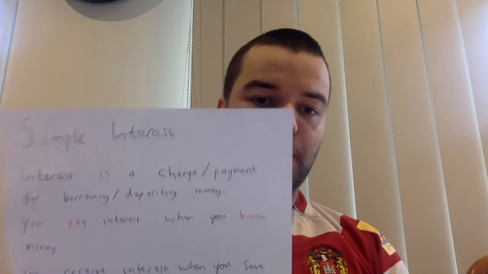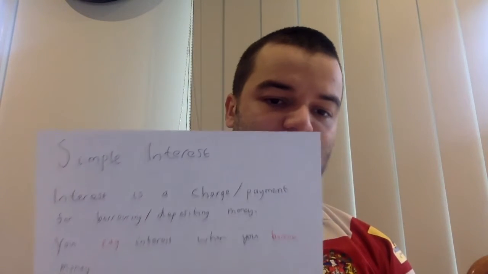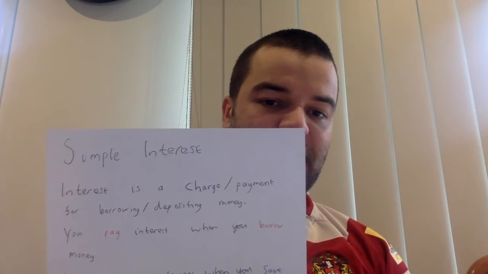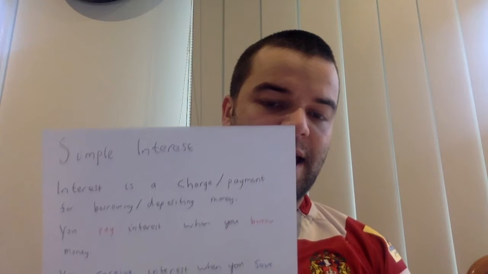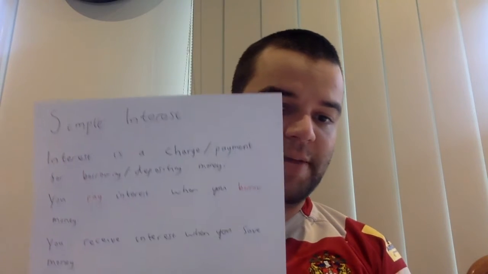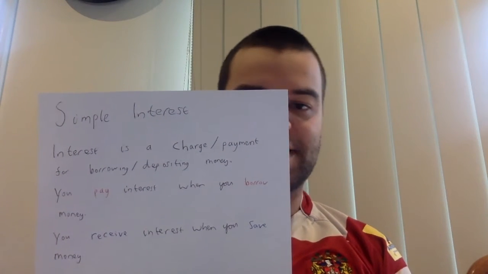Like I say, we're going to look at two kinds, simple and compound. Compound is the one more commonly used in day-to-day life, but we'll start off today by looking at simple interest and how that works. Like I said there, that's what interest is. It's a charge or a payment for borrowing or depositing money, and you pay interest when you borrow money, and you receive interest when you save money.